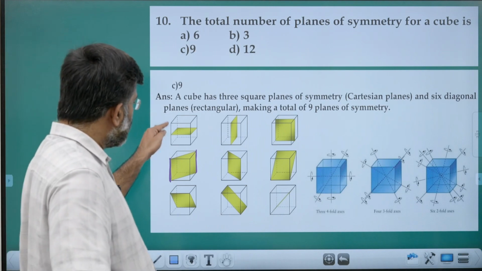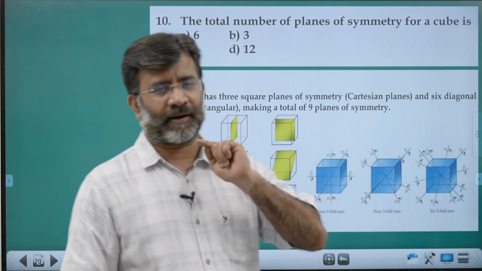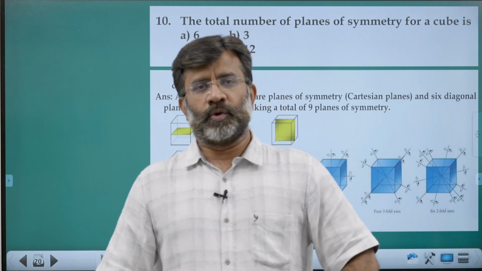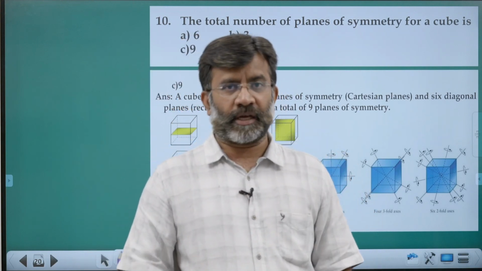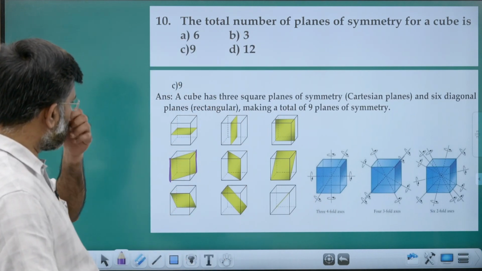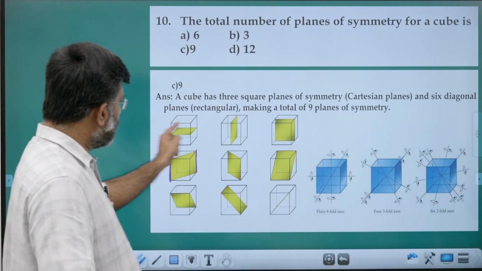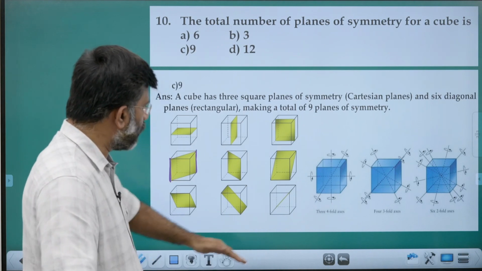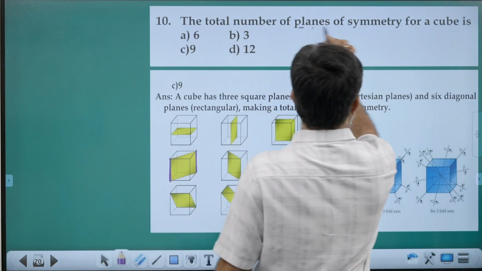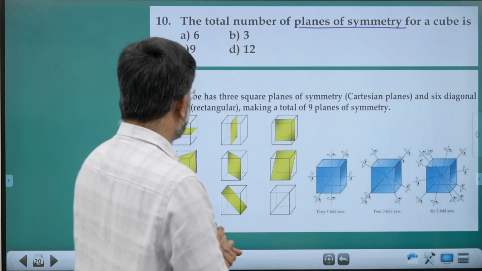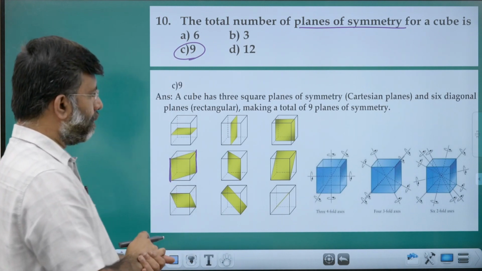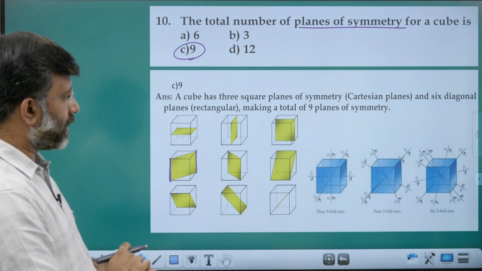While the other planes are not through the edges, they cut the cube into two equal halves passing through the axial points. Is that clear? So these three are one type, these six are another type. So the answer to our question on planes of symmetry is: there are 9 planes of symmetry.